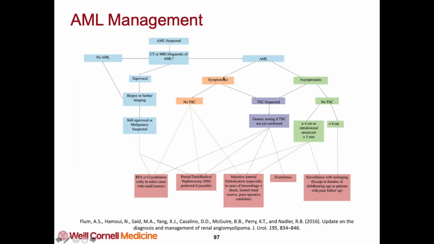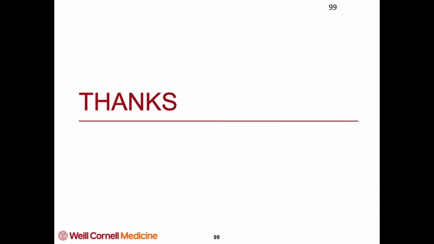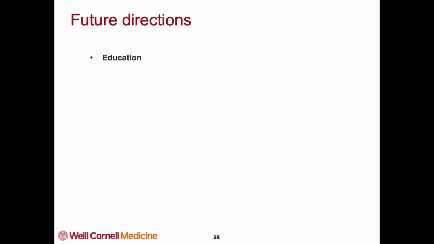This is from the Journal of Urology, kind of AML management. I really don't think surgery should be involved with these tumors unless they're huge. I think embolization or percutaneous ablation has a good role for these patients. And again, education. So I think for kidney stuff, a lot of it is just education. Any questions?